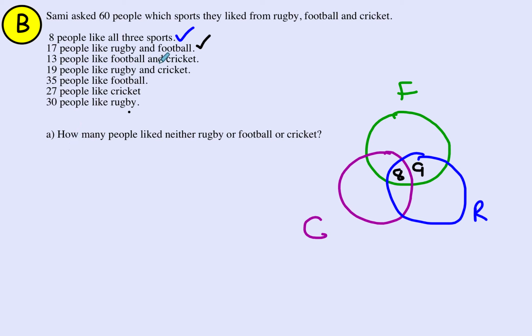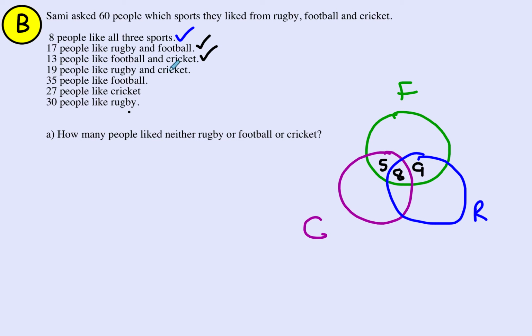13 people like football and cricket. So football is here, cricket is here. The overlap of them liking both is 8. If this space represents 13, then I've got to take away the 8 from 13, and that will give me 5. So this space represents 5, so I'm going to tick that off.